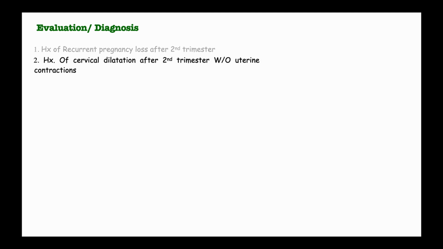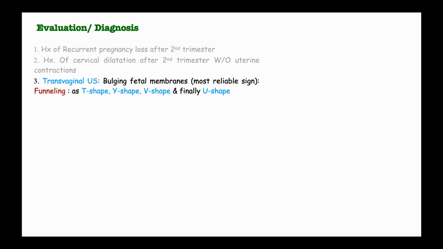So, how do we evaluate and diagnose a woman with cervical incompetence? Usually, a history of recurrent pregnancy loss after second trimester and a history of cervical dilatation after second trimester without uterine contraction may be pointing towards cervical incompetence. And so, when a woman presents with such history, you must have a high index of suspicion that she might be having incompetent cervix. And in this situation, we may do a transvaginal ultrasound.